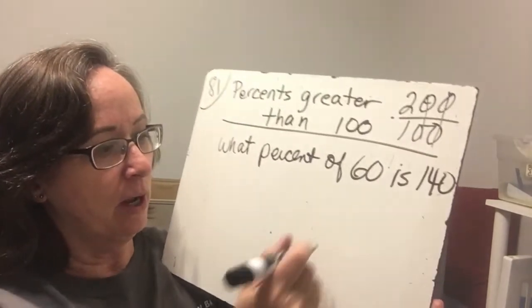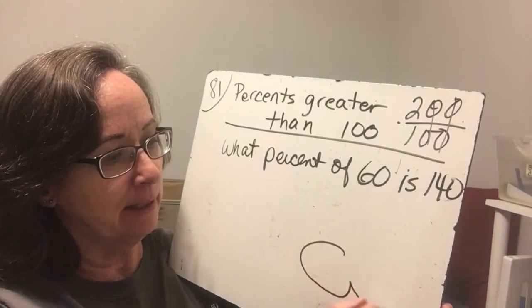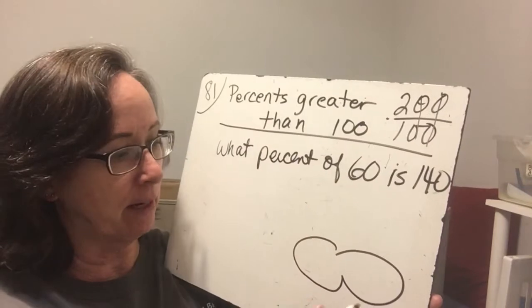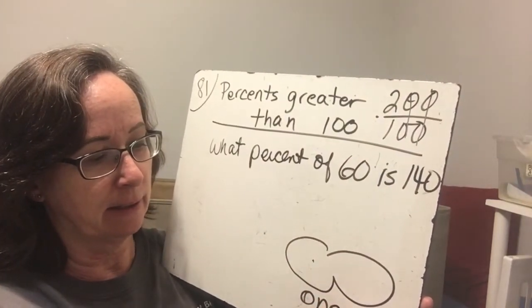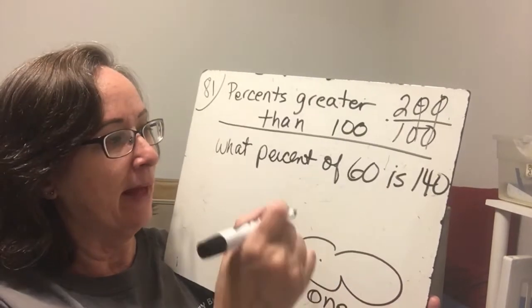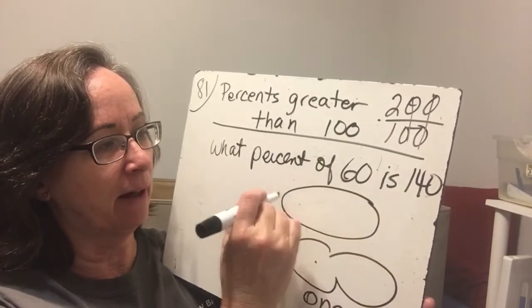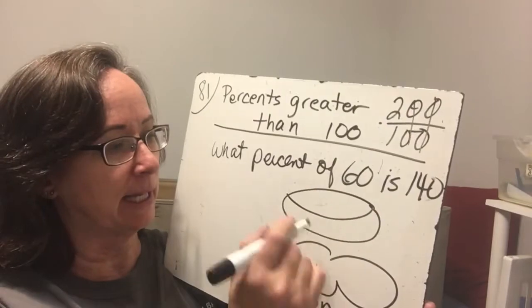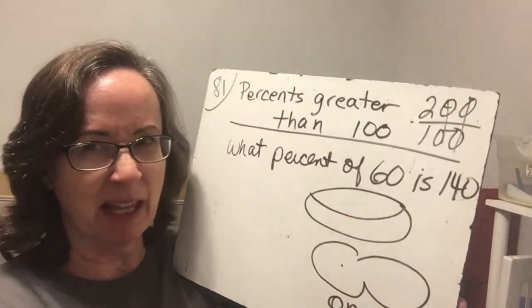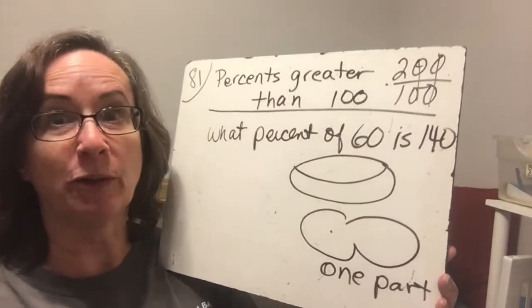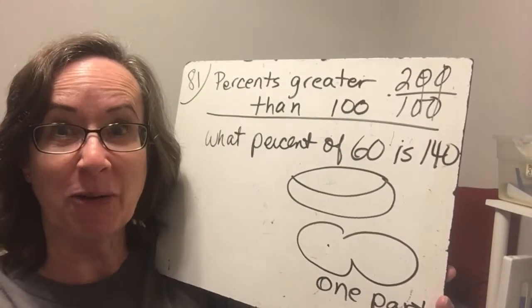Okay, so I call this one the peanut diagram. They call this a one part. Okay, and then I call this one split. They call it a two part. Okay, so they're the same thing. I just call them something different. So you can call them what you want to, as long as you know how to do them.